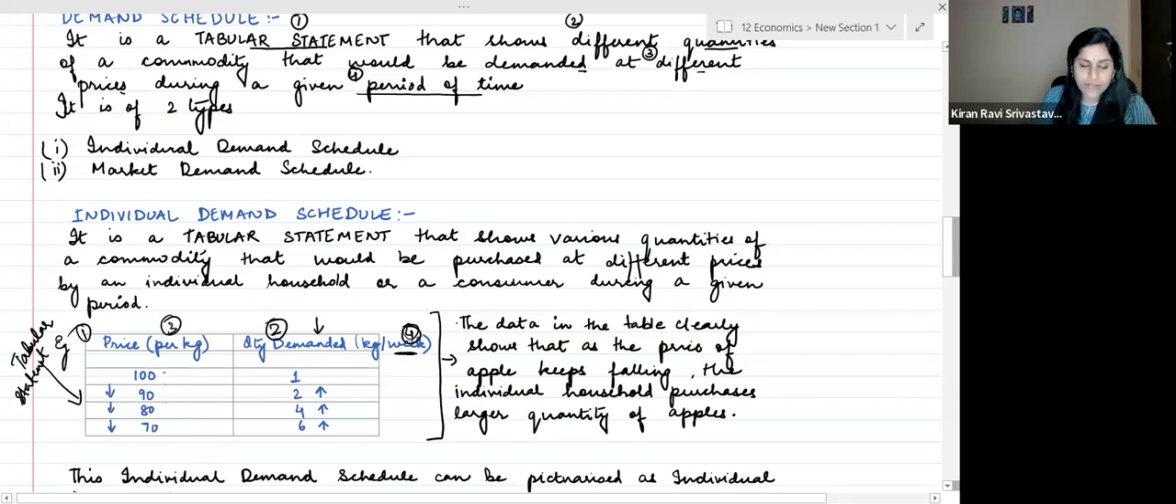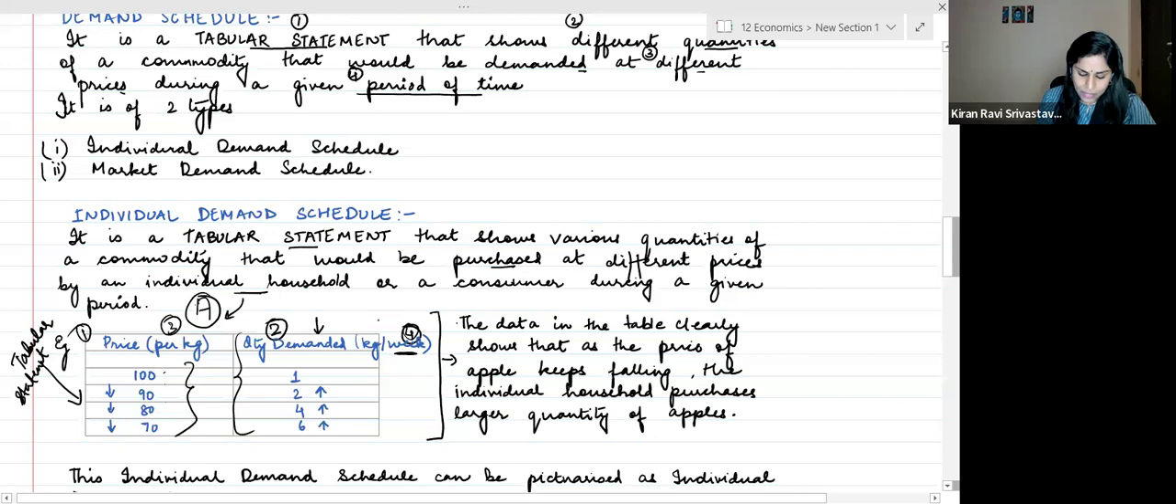So again, individual demand schedule is the tabular statement that shows various quantities of a commodity that would be purchased. Instead of writing the word demanded, they have written it from the other viewpoint, that would be purchased at different prices by an individual household. So this is like the individual demand schedule of A, by an individual household or a consumer during a given period of time, and B is the time.